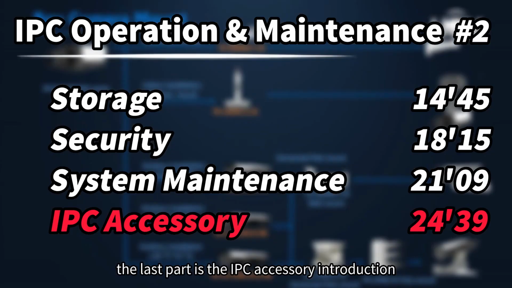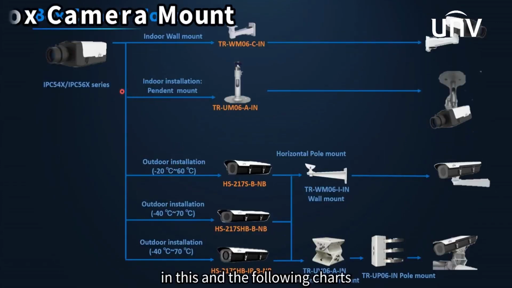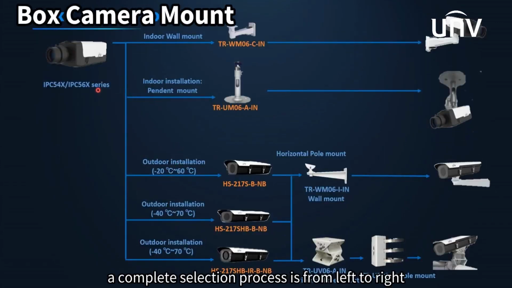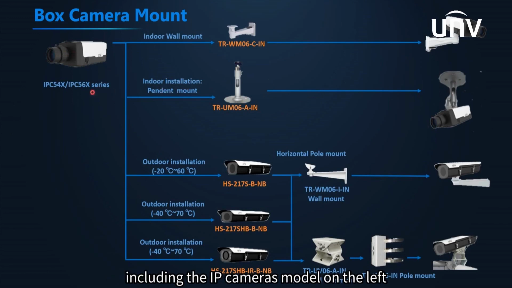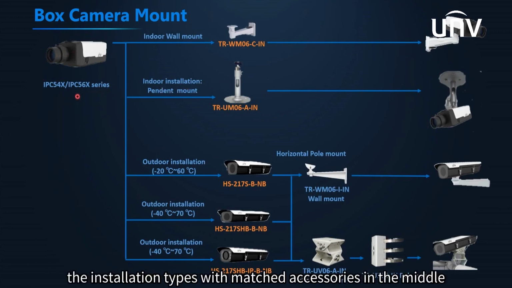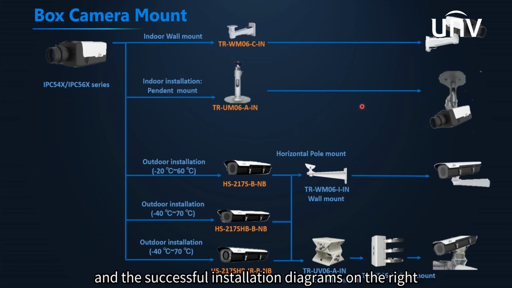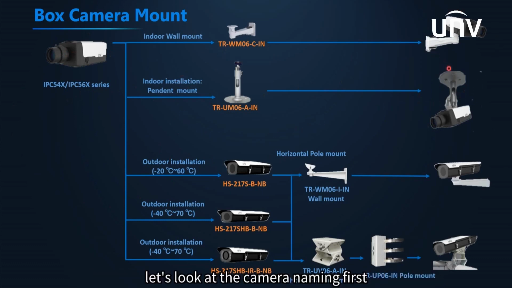The last part is the IPC accessory introduction. In this and the following charts, a complete selection process is from left to right, including the IP camera's model on the left, the installation types with matched accessories in the middle, and the successful installation diagrams on the right. Let's look at the camera naming first. The first two numbers of camera naming indicate the product form and shape structure. If cameras are the same in these two values, they share the same kind of brackets.